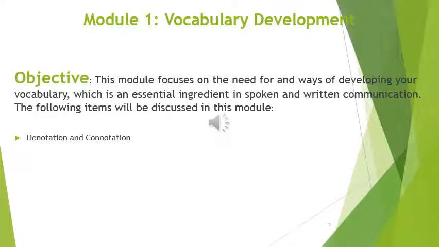In this module, we are going to look at some items, some of which are connotation and denotation, registers and jargons, phrasal verbs, and then idioms.